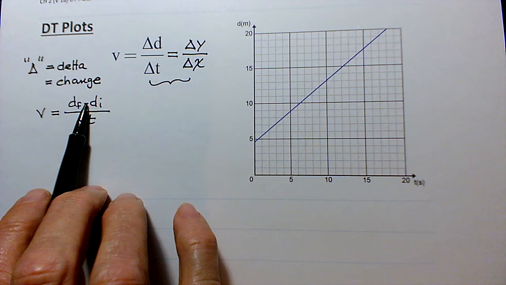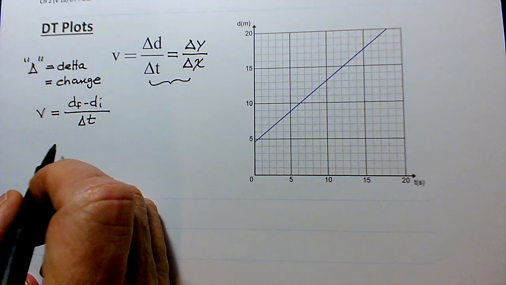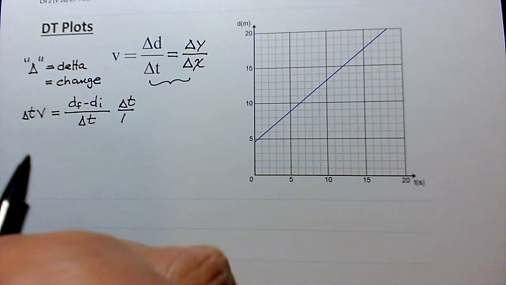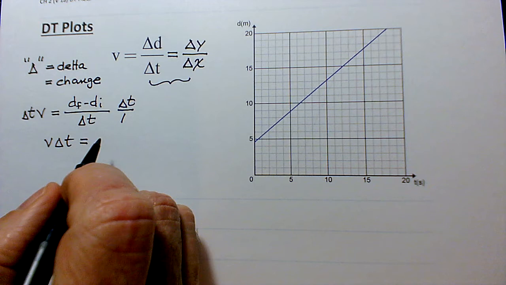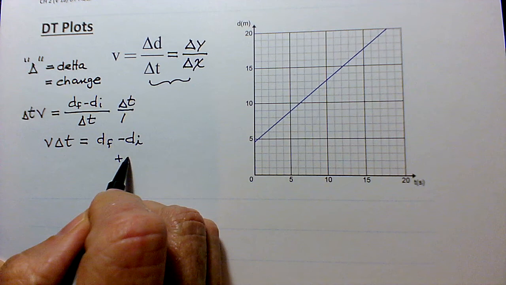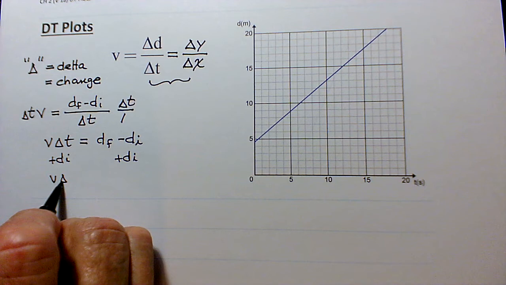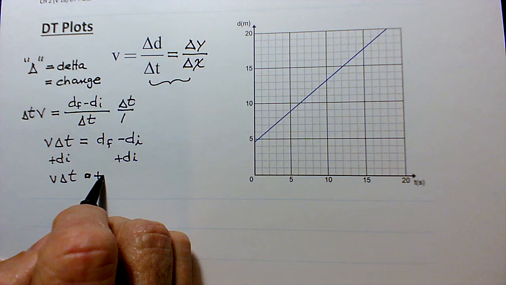And we have to expand delta d in order to derive this linear equation that I've mentioned. So the first step is to multiply both sides by delta t. And we get v delta t equals d final minus d initial. The last step is to add di to both sides, leaving me with v delta t plus di equals d final.